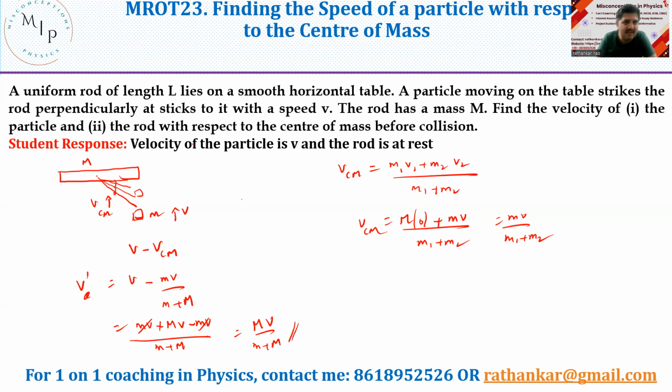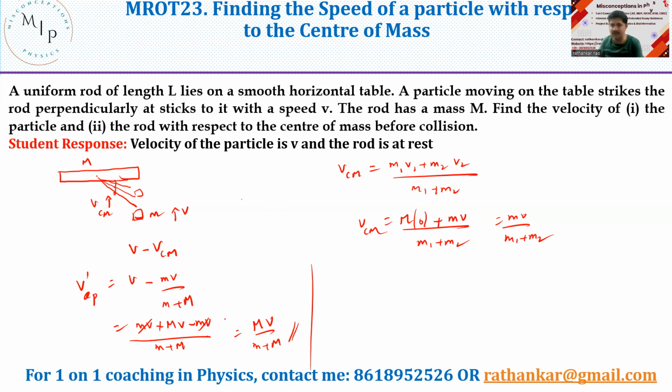Now, with respect to the center of mass, what is the velocity of the rod before the collision? We have got it for the particle. Let me write V particle dash. Now, how about the velocity of the rod over here? How do we write it?